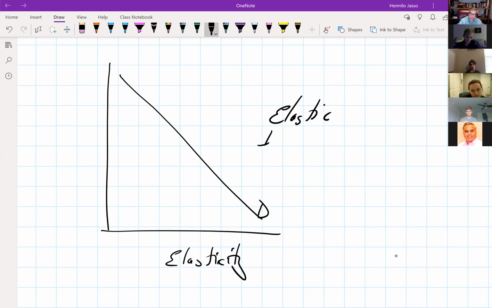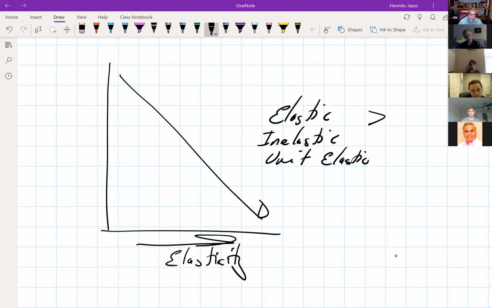Elastic, inelastic, and unit elastic. Elastic means that people are going to respond. So the change in the quantity demanded is going to be greater than the change in price. So it has a numerical value greater than 1. If it's inelastic, they are not going to respond. So it's less than 1. And unit elastic means that the response is going to be exactly 1.